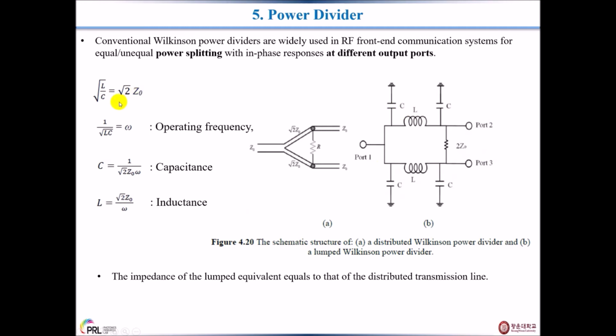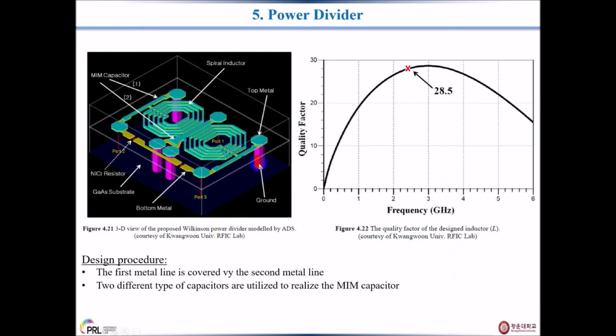The impedance of the lumped equivalent equals that of the distributed transmission lines, and this one is the schematic structure of the distributed Wilkinson power divider. This is the 3D view of the proposed Wilkinson power divider model in ADS, and this one is the quality factor of the designed inductor, which we can see here.